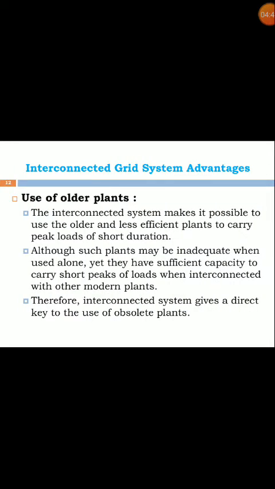The use of older plants. The interconnected system makes it possible to use the older and less efficient plants to carry peak loads of short duration. Although such plants may be inadequate when used alone, yet they have sufficient capacity to carry short peaks of load when interconnected with other modern plants. Therefore, interconnected systems give a direct key to the use of obsolete plants.